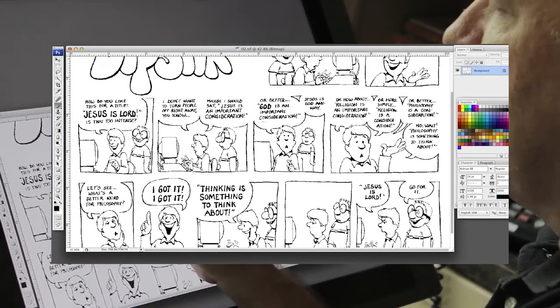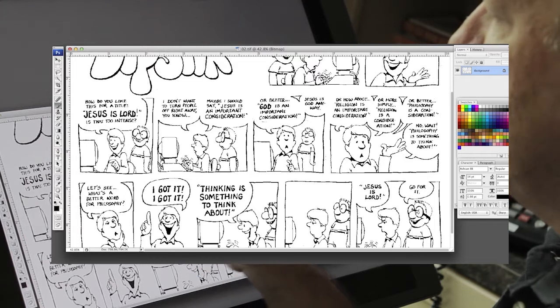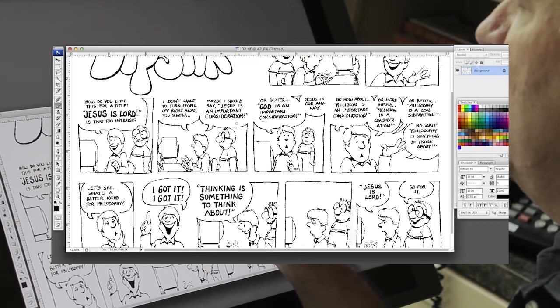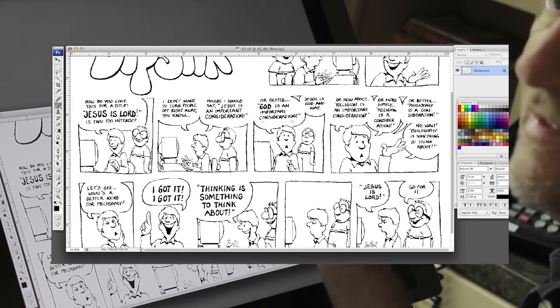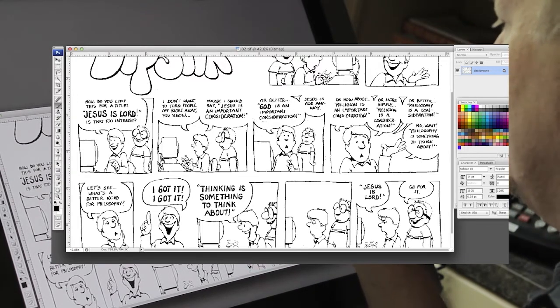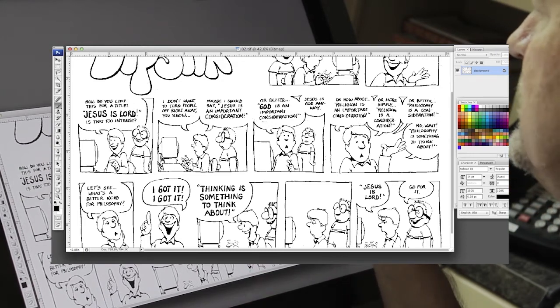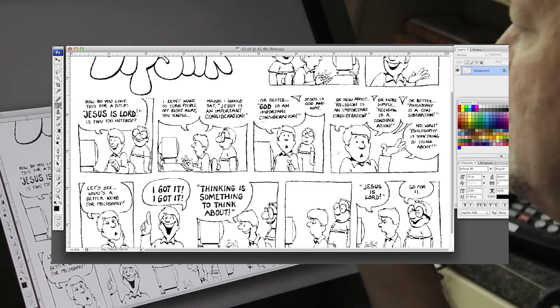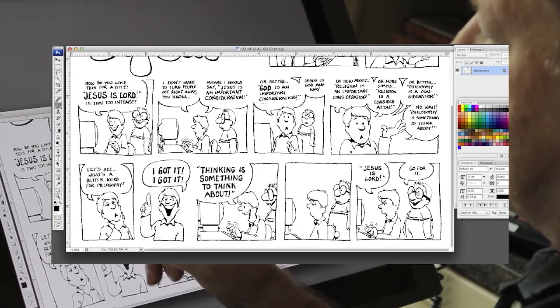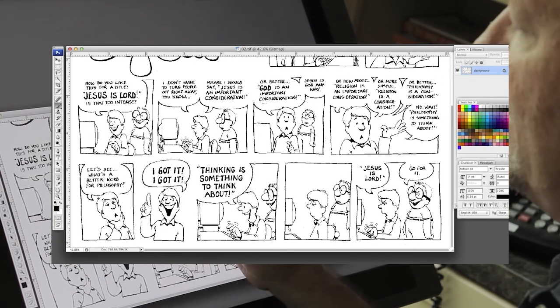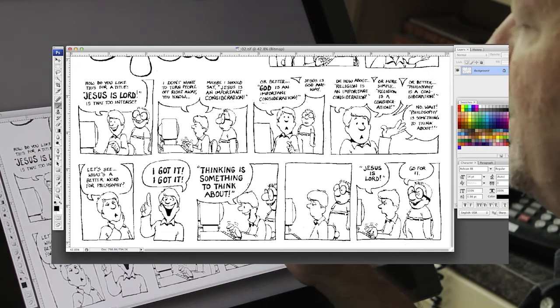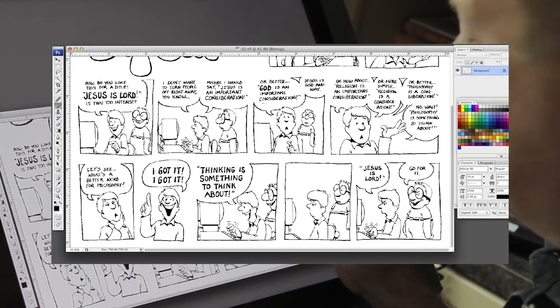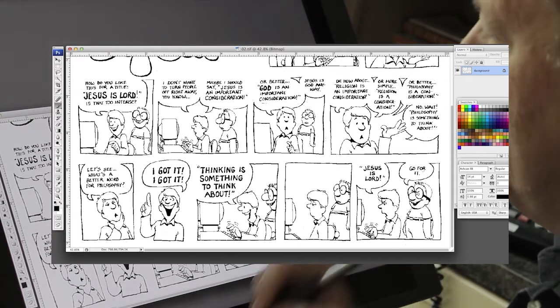He says, "How do you like this for a title? Jesus is Lord. Is that too intense? I don't want to turn people off right away, you know. Maybe I should say, Jesus is an important consideration. Or better, God is an important consideration. Jesus is God anyway. Or how about, religion is an important consideration. Or more simply, religion is a consideration. Or better, philosophy is a consideration. No, wait. Philosophy is something to think about. Let's see, what's a better word for philosophy? I got it. Thinking is something to think about." And he sees how stupid that is. "Jesus is Lord, go for it."